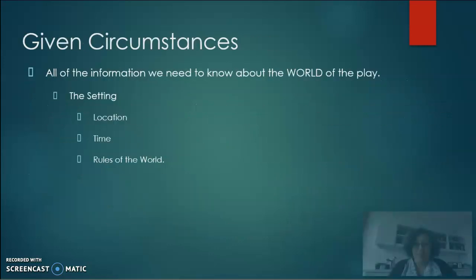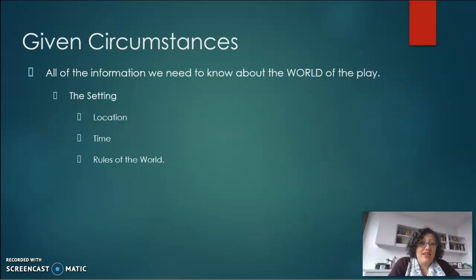Another really important part of the play is the given circumstances. The term given circumstance comes from Stanislavski, who we'll learn a little bit more about later in the semester. But we can think about it in terms of playwriting as well, because we have a given set of circumstances that make up the whole of how a play works, right?